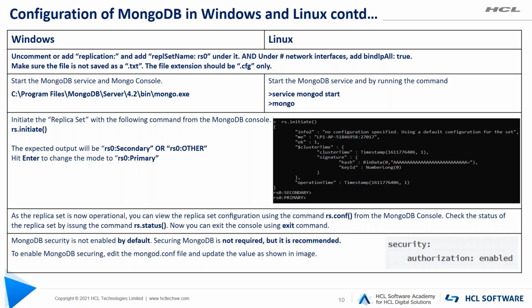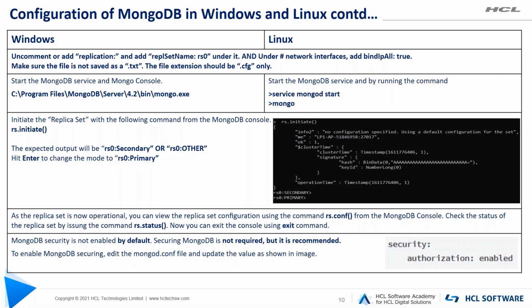Now, once you add these parameters, save the config file and make sure you save this file with the .cfg extension. If it gets saved as .txt, then the configuration will be impacted. So we suggest using rich text editors for saving the file. Now start the server and Mongo console.